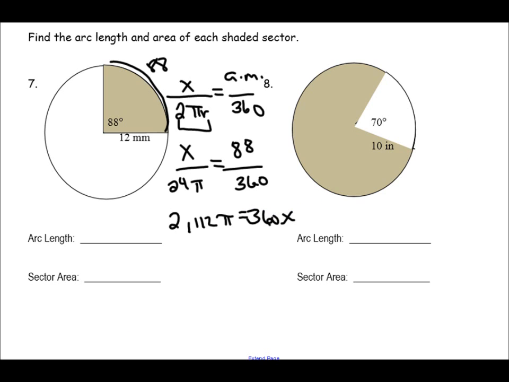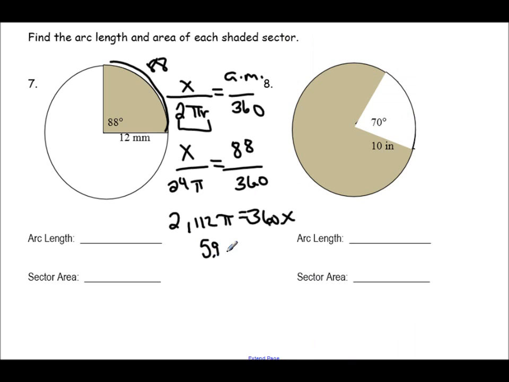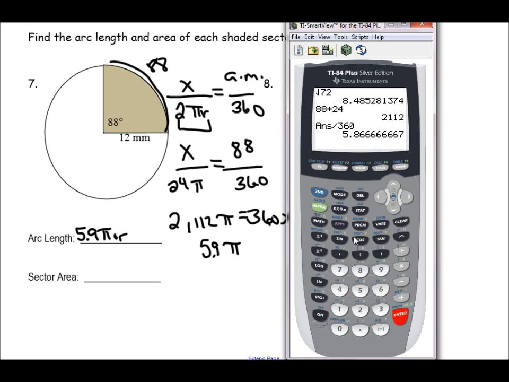So I'm going to take 2,112 and divide it by 360. So that gives me 5.9 times pi. So the arc length is 5.9 pi, or if we put that in its decimal form, we get 18.5.